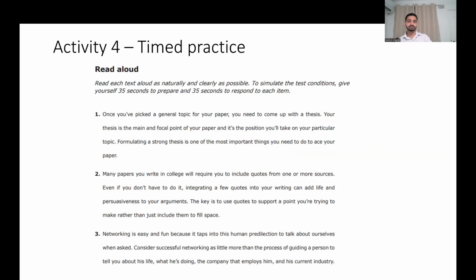All right, so timed practice. It's time for us to practice the read aloud. I want you to use test conditions and give yourself 35 seconds to prepare. Read it silently and then read aloud in your 35 seconds. So time starts now, 35 seconds, and then read and repeat.